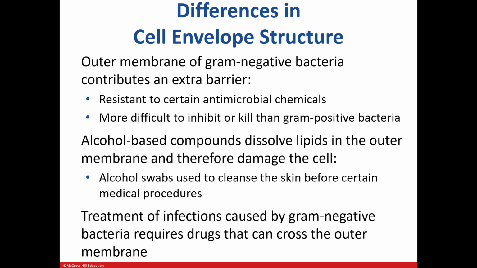The outer membrane makes gram-negative bacteria more resistant to antibiotics and makes them more difficult to kill with chemicals. However, alcohol can break down the lipids, which is why prior to a vaccine, an alcohol swab is used. In order for a drug to work against a gram-negative bacterium, it must pass this outer membrane.